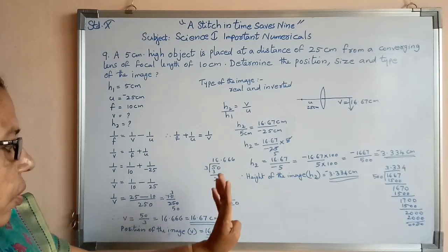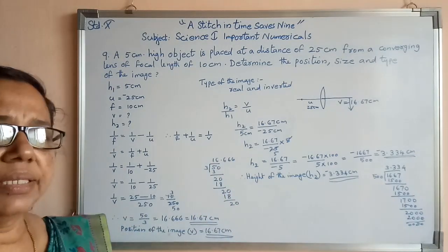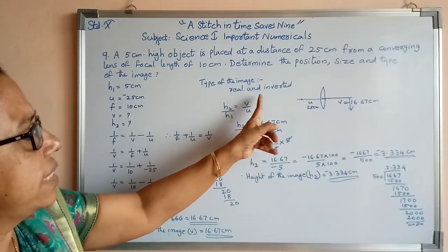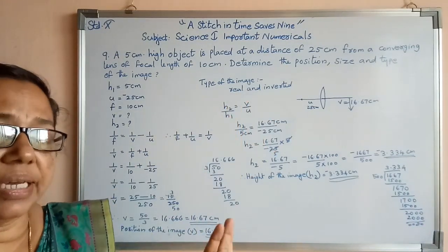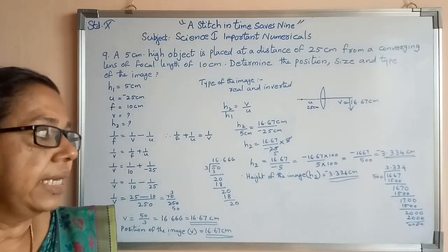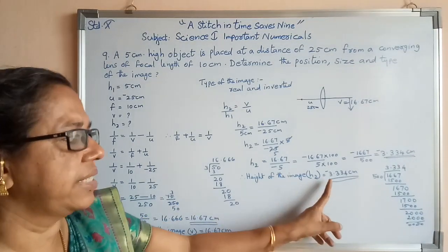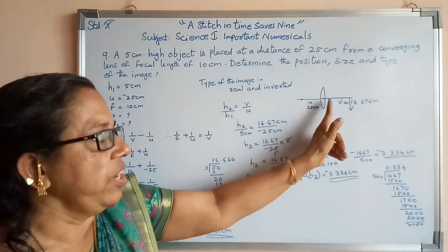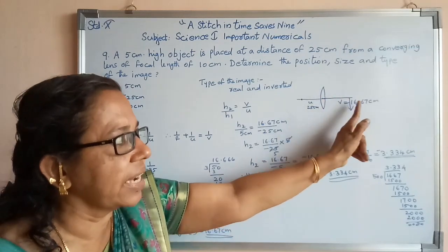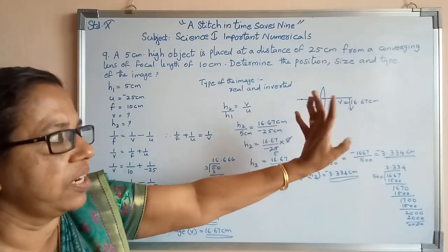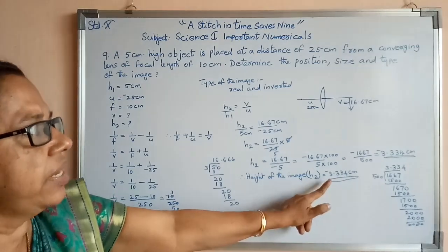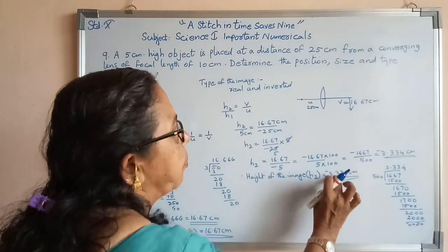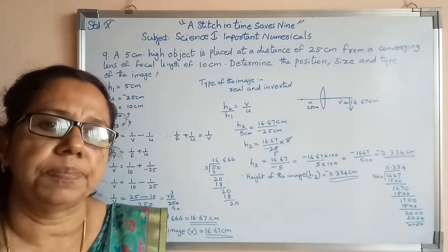So here now we have got the position of the image, that is V. Afterwards, the type of the image is real and inverted, as I said before. Now by seeing the height itself we can understand the image is the inverted one. Then V, the distance of the image, is formed on the right hand side. The image is inverted because of the minus value we have got. One more thing, the height we have got, that means the size of the image is 3.334 centimeter.